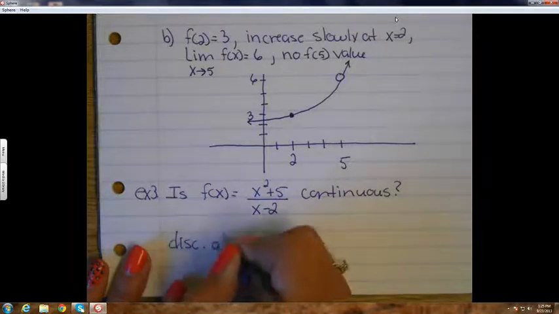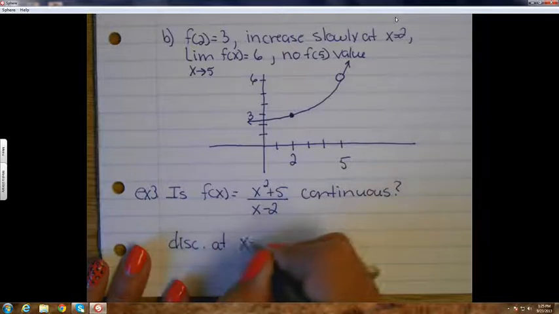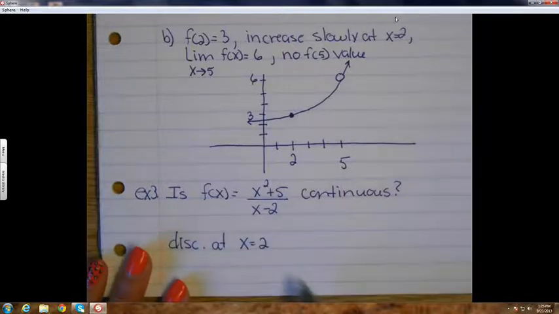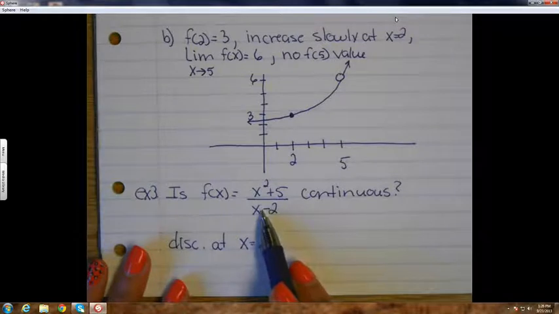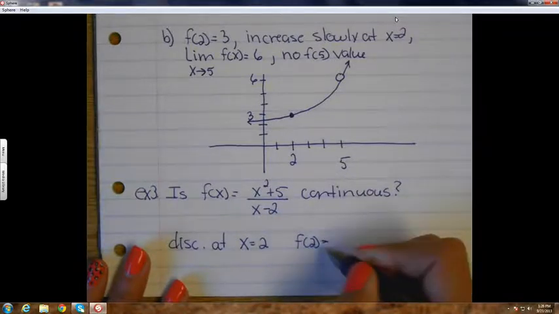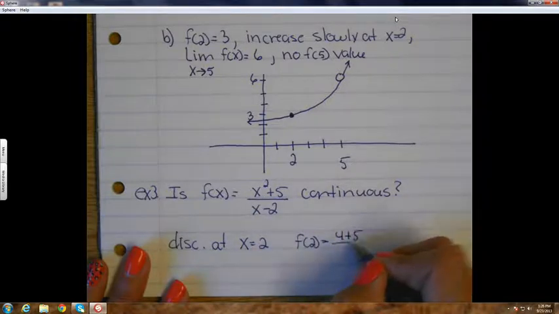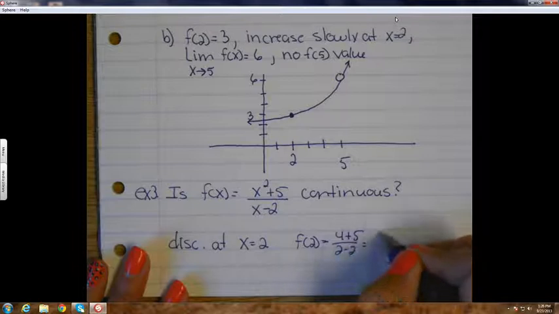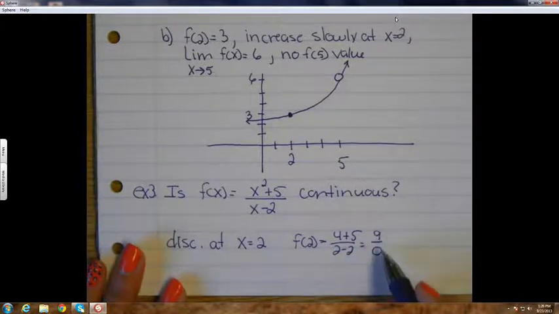at x equals 2. But when I put 2 in here, I'm going to get, let's see, what do we get? f of 2. It'll be 4 plus the 5 over 2 minus 2. I'm going to get 9 over 0. I did not get that 0 over 0. Remember, when we get 0 over 0, that's that removable discontinuity.